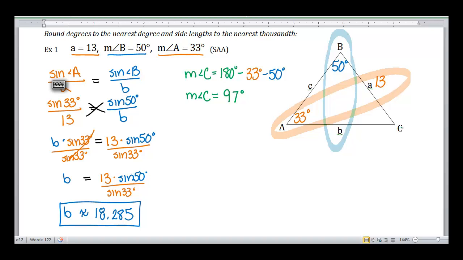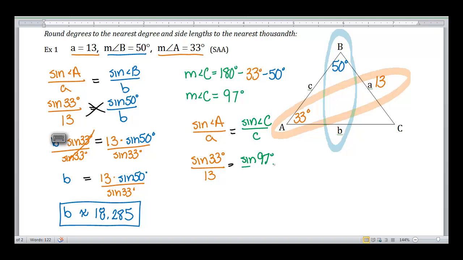Once you do that, again, we were given one angle and its opposite side. We can now use the new angle C value to solve for side C. I would again start with the ratio that I know, the sine of angle A divided by side A. So the sine of 33 divided by 13 is going to equal the sine of angle C divided by side C. So the sine of the 97 degrees that we just found divided by side C.